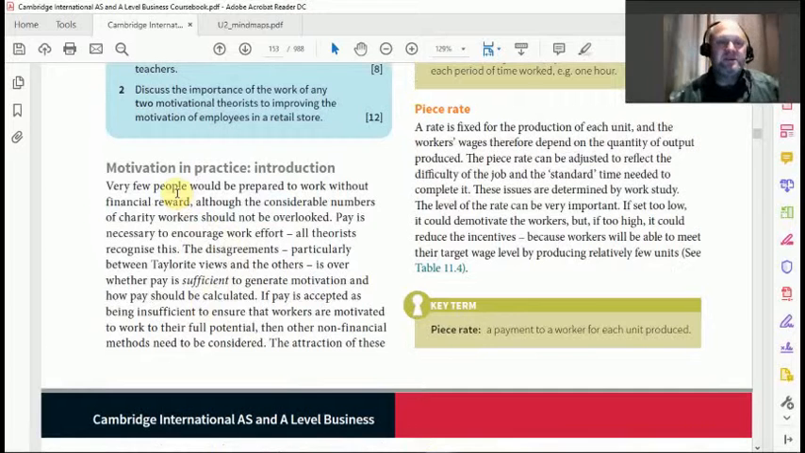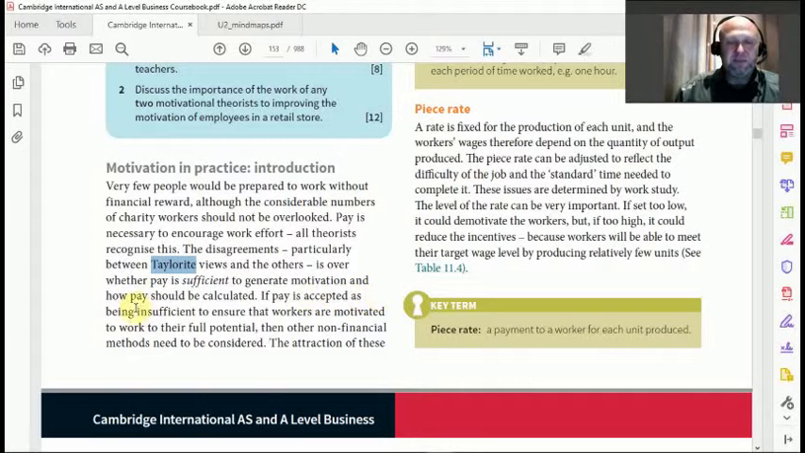So basically, very few people are prepared to work without some sort of financial reward, although a considerable number of charity workers should not be overlooked. Pay is necessary to encourage work effort. All theorists recognize this. The disagreements, particularly between Taylorite, the scientific theory, views, and others, is over whether pay is sufficient to generate motivation and how pay should be calculated.